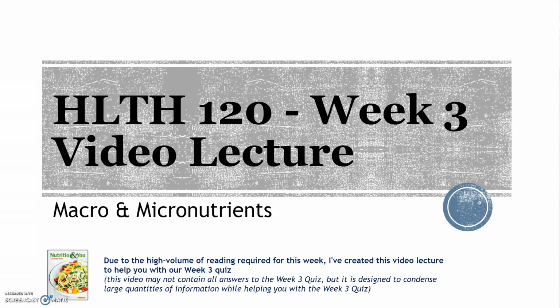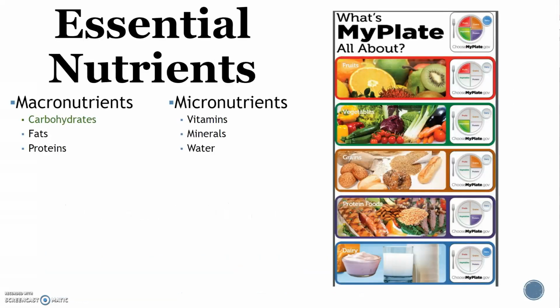I'm going to try to go through this at a fairly rapid pace. So let's get started. Essential nutrients. So we have 2 categories of essential nutrients. That's what this week is all about. We have macronutrients, macro meaning larger, and then micro meaning smaller, micronutrients.